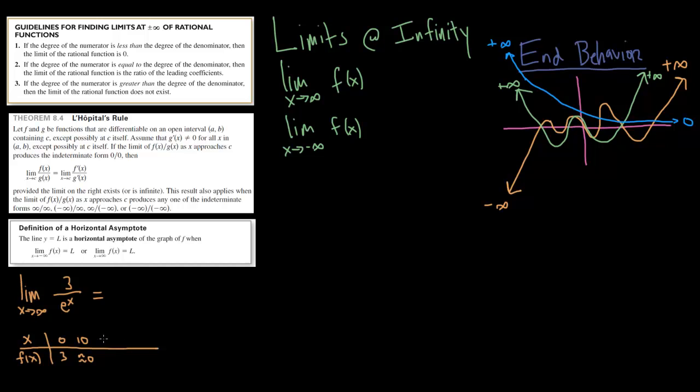As you keep getting bigger and bigger, 100, again, approximately 0. If you go to 1,000, this is what it means to say x is increasing without bound. X values are getting bigger and bigger, approximately 0. Okay? Because the denominator here is getting crazy big really fast, but the numerator is a constant. So this limit is equal to 0.